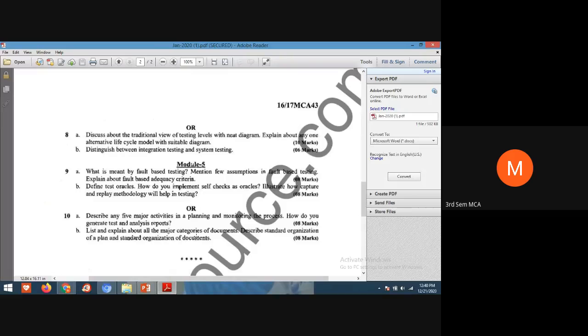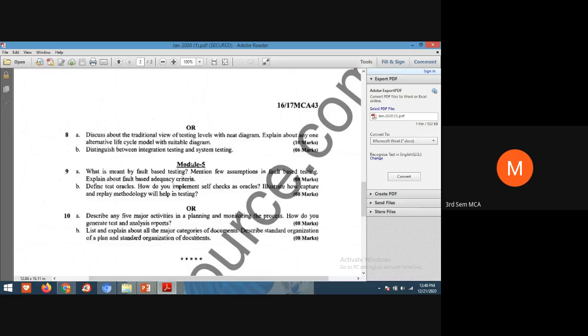Eighth question, discuss the traditional view of testing levels with a neat diagram. Explain any one alternative life cycle model with a suitable diagram. So for the traditional view, you need to explain with a neat diagram. And the sixth B question is distinguish between integration testing and system testing. So this is for 6 marks. Integration testing and system testing you have to differentiate.